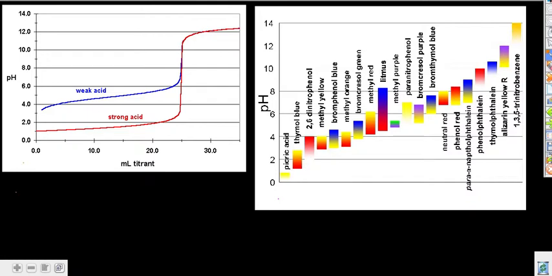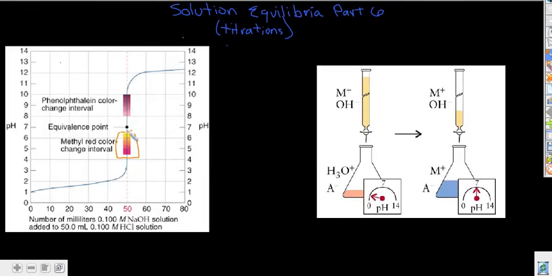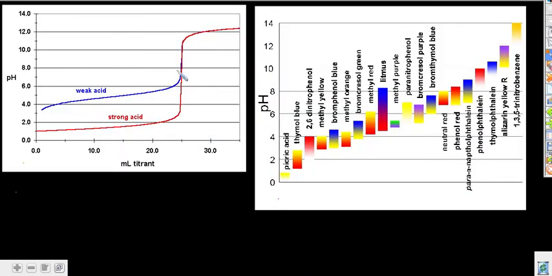If you remember from the last graph, the equivalence point was about halfway up. See, there it is, halfway up that steep rise. And so that's the same for any titration curve. So if you notice that this equivalence point for this strong acid would be about right there, but the weak acid halfway up its thing is right there.